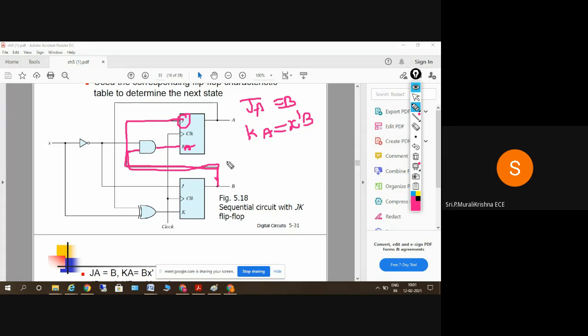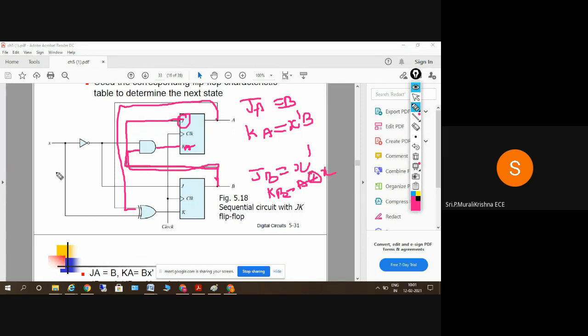Tell me the values of JB and KB. This is JB. So what is the value of JB? X bar, sir. JB is equal to X bar. KB is equal to... what is the value of KB? It is the exclusive OR operation of A and X, sir. A exclusive OR of X.